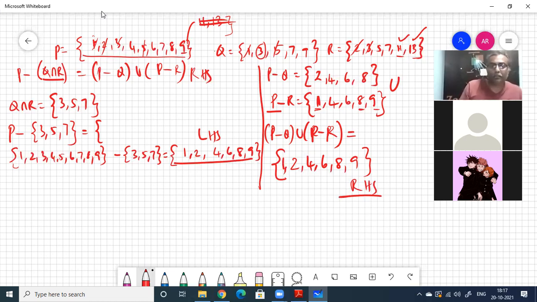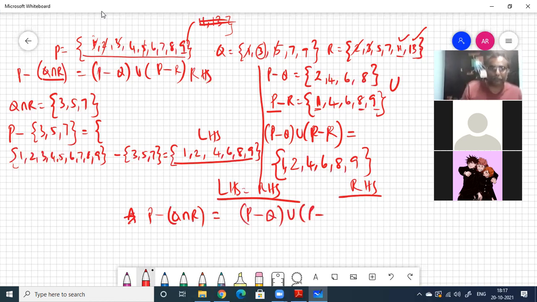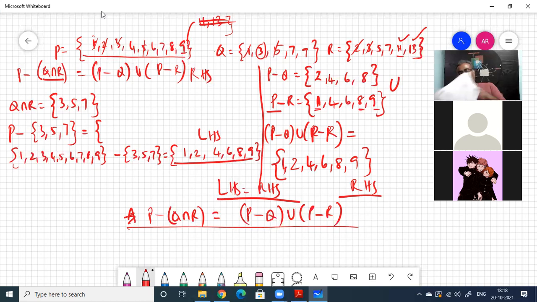Is the left hand side equal to the right hand side? 1, 2, 4, 6, 8, 9. 1, 2, 4, 6, 8, 9. Yes. LHS equals RHS. Therefore, P minus Q intersection R is equal to P minus Q union P minus R. So De Morgan's second law is also proved. This proof is by actual sets. The former proof was by Venn diagrams.